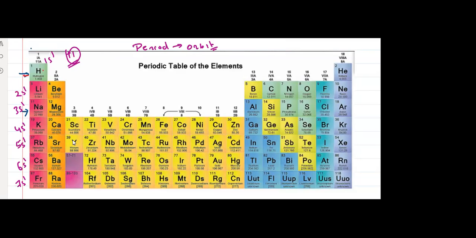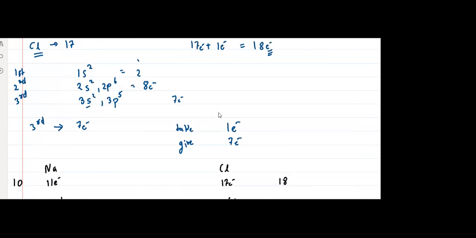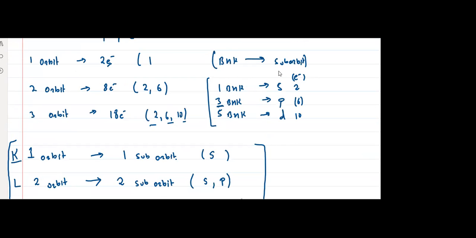S, p, d, are they orbits? No. s, p, d are suborbits. Orbit is just like a building. This suborbit is like an apartment inside the building.